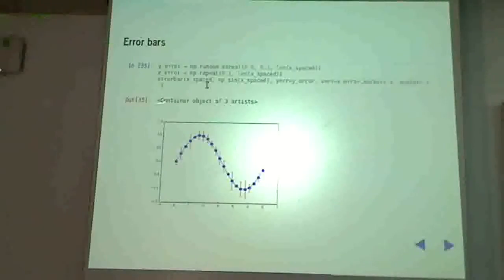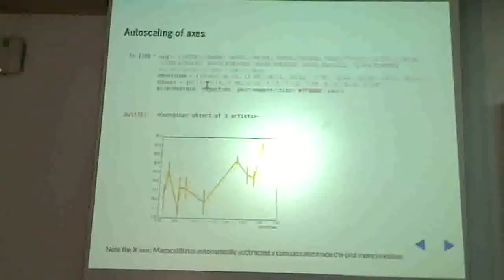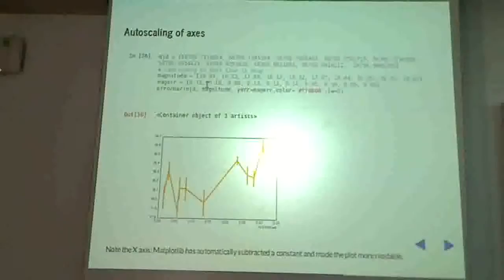Now remember, this object is now much more complicated. This error bar object is what is called a container object of three artists. Okay. So it's three artist objects which have rendered it. So let's not go into that direction because it's basically class instances of the artists which have been created in order to render this plot. Okay.